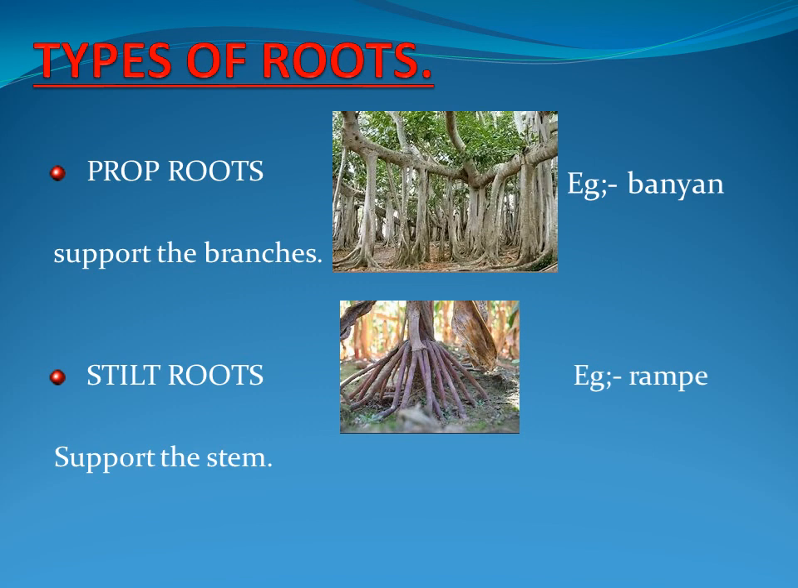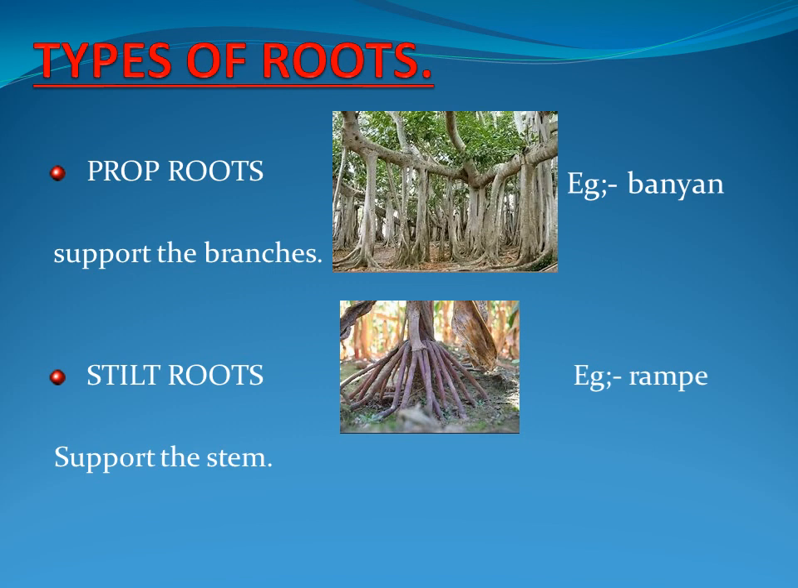The function of a prop root is supporting the branches, and stilt roots support the stem. Example: rampant. If you go near a rampant tree or plant, you can see small roots coming away from the stem. So that is called rampant. And the main thing the stilt root system does is support the stem.